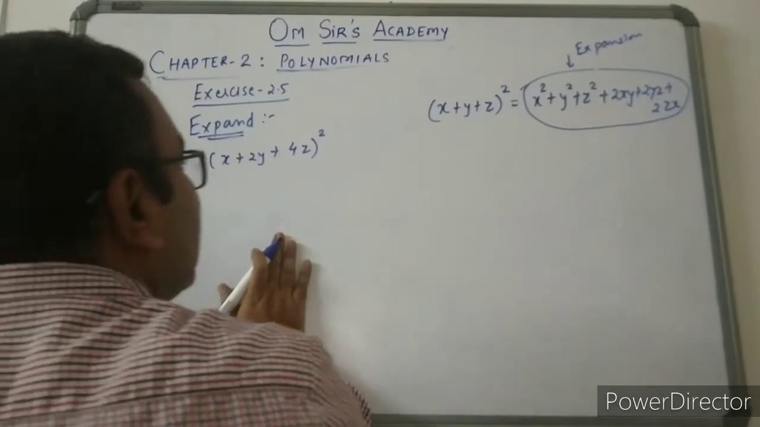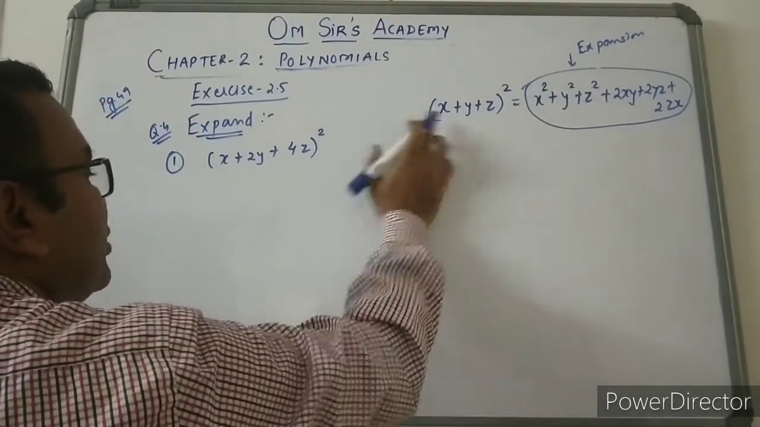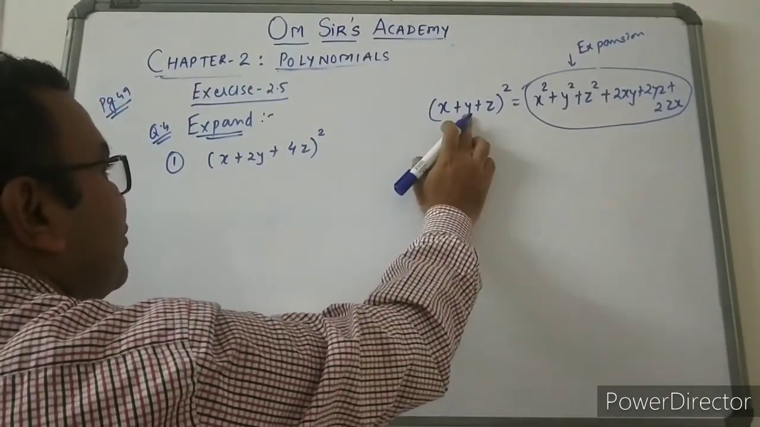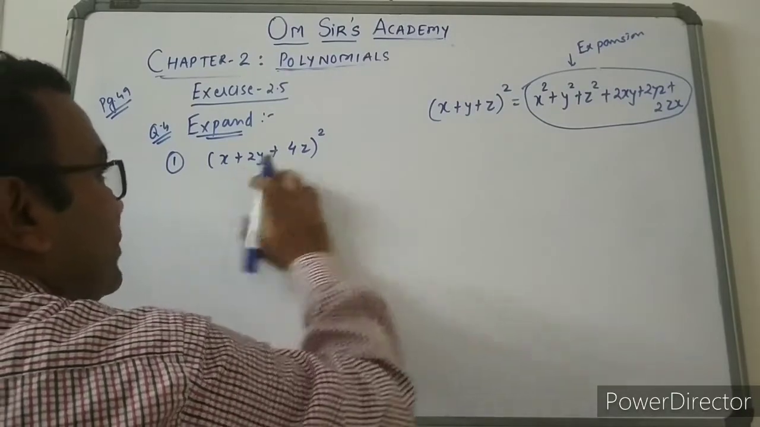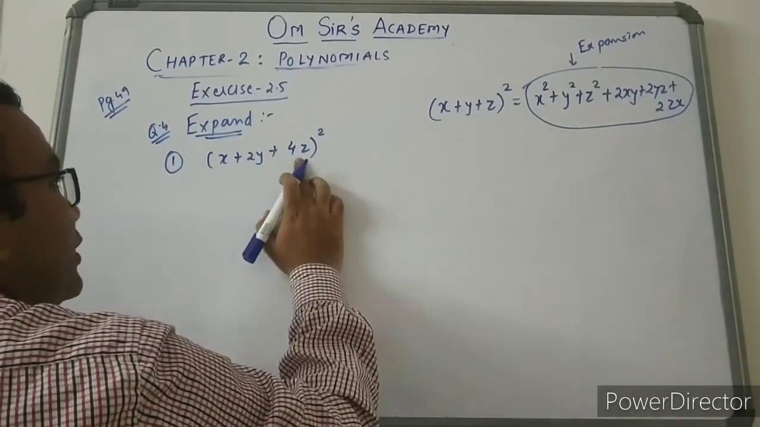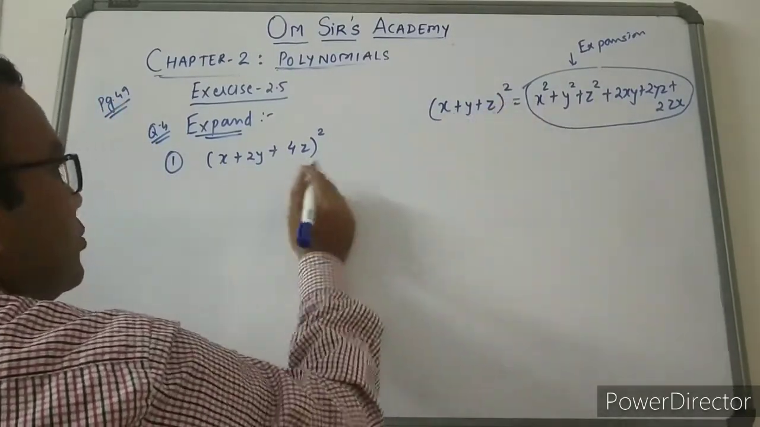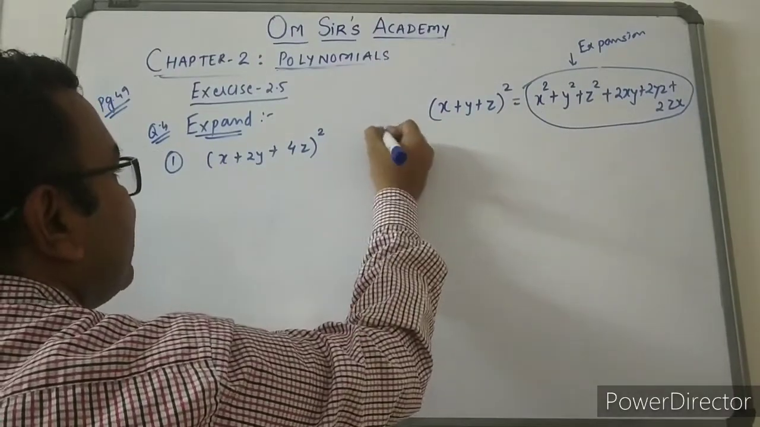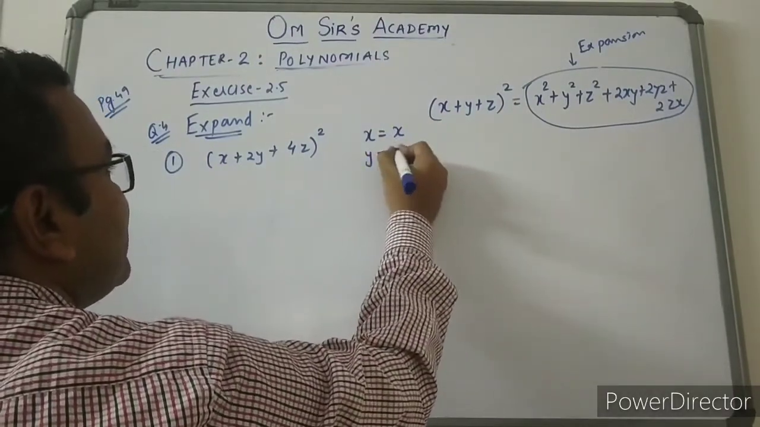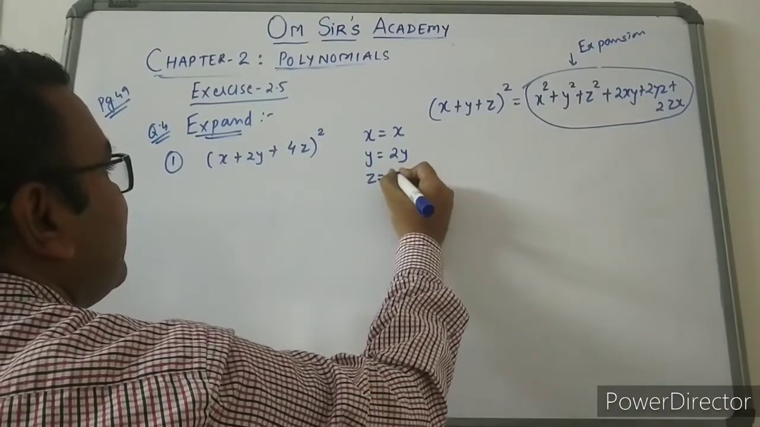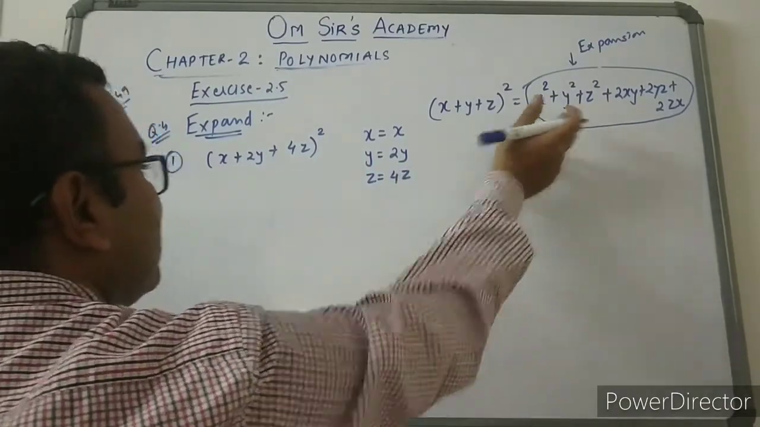But before that I have to understand what is my x over here. x is x. Instead of y, what is given over here? 2y. And instead of z, what is given over here? 4z, the whole square. So for the solution, instead of x I have to take x, instead of y I have to take 2y, and instead of z I have to take 4z. And the solution will be in this form.